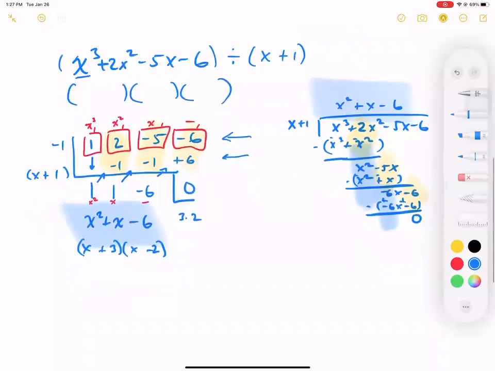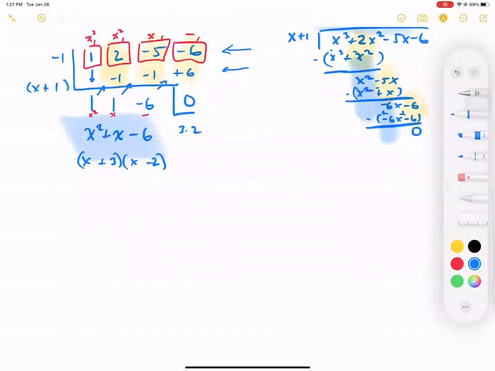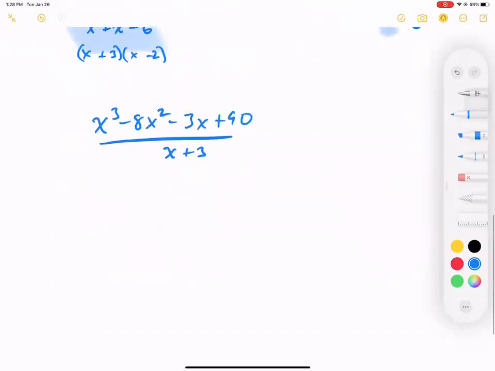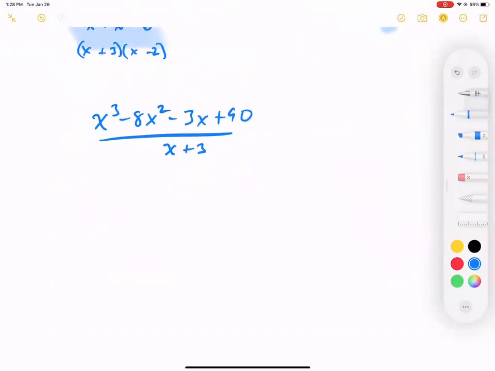Okay, let me give you one more problem as we practice this one more time. The problem is going to be x cubed minus 8x squared minus 3x plus 90. And I want you guys to divide this by x plus 3. Again, we could do long division or synthetic division. We're learning synthetic division right now, and hopefully you guys agree with me, it's going to be faster.